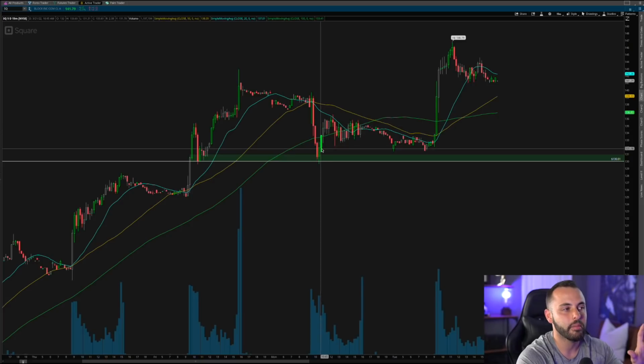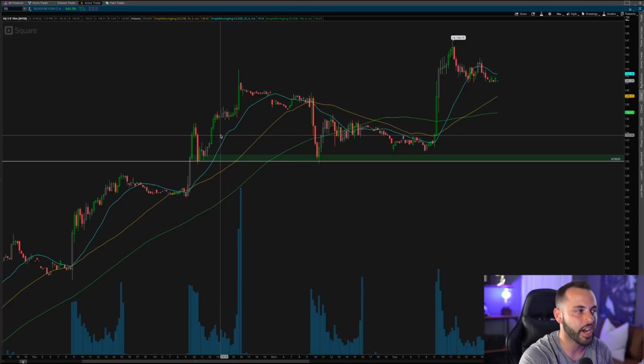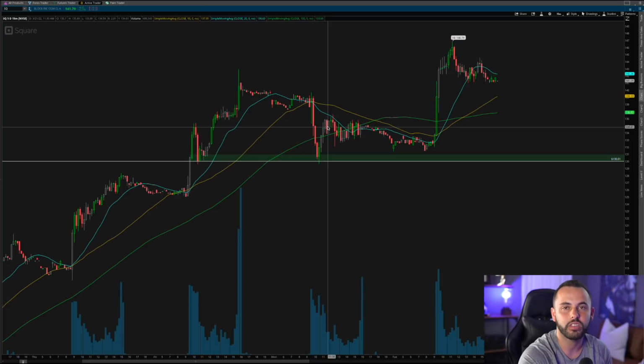That right there, that Monday bounce, when I saw the Friday off 130 and the Monday off 130, that gave me the confidence to say, hey, this looks like a perfect break and retest. That previous resistance from earlier this year is turning into support at $130. And I'm going to go ahead and put some risk on the table here.